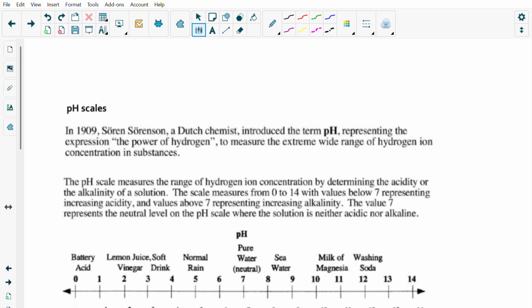Hi everyone, the last application of logs here, pH scales.